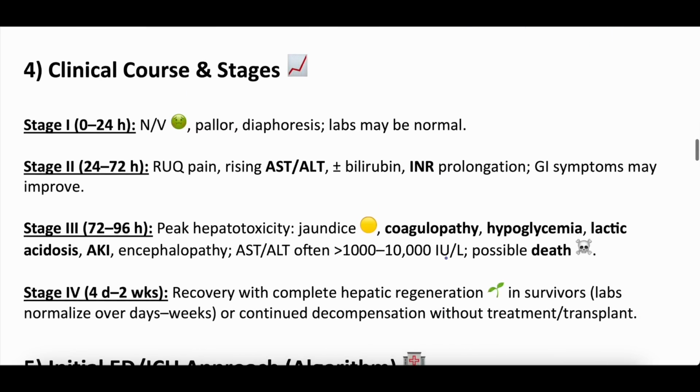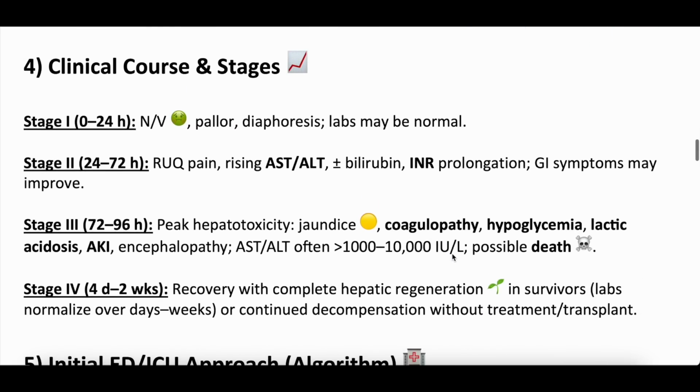So, clinical course: what do you actually see clinically? We understand the pathophysiology now. We understand what's happening when we take too much acetaminophen and you get a buildup of that NAPQI and we don't have enough glutathione to detoxify it.